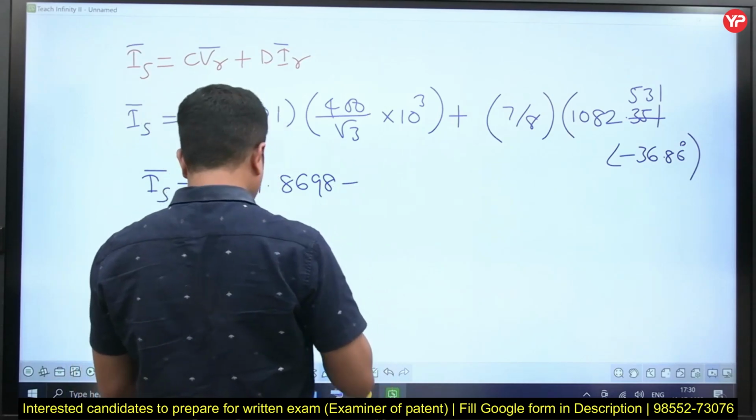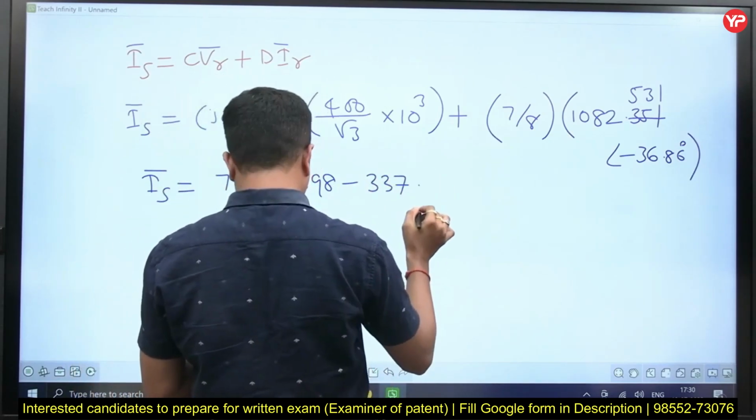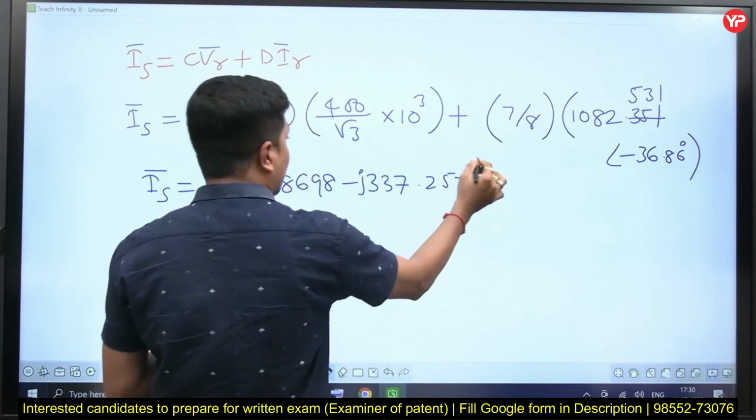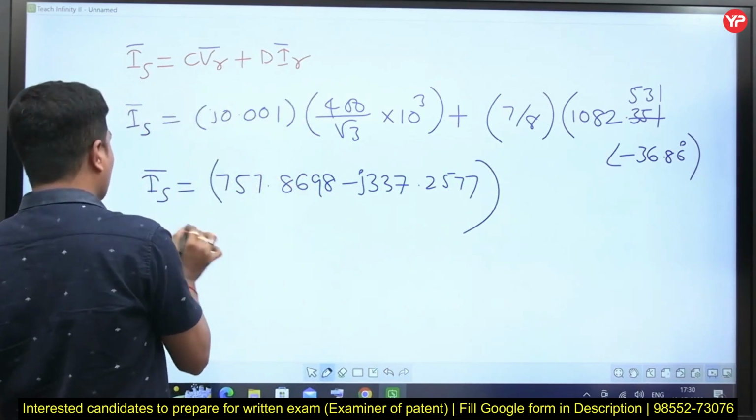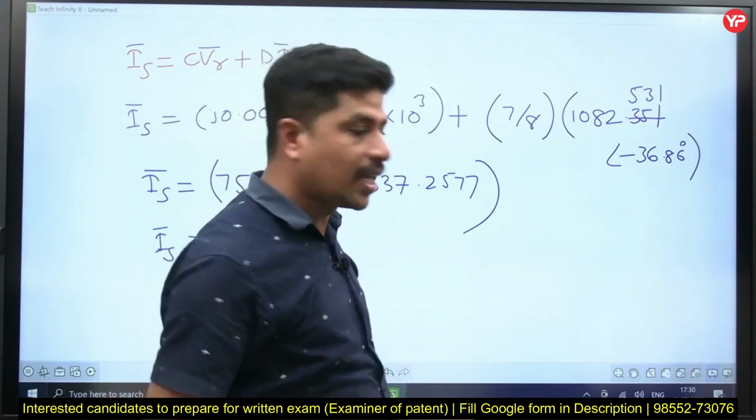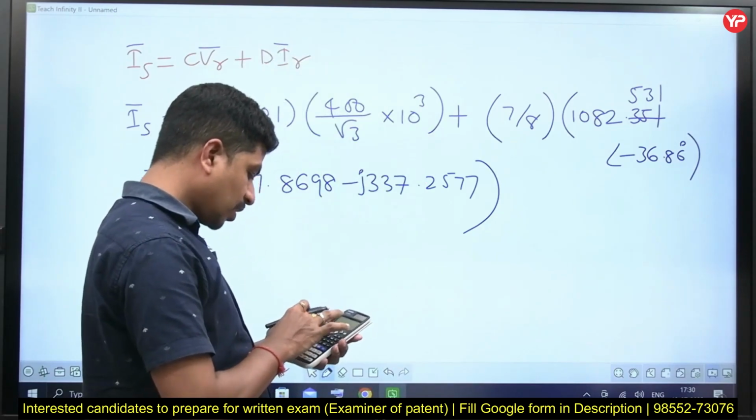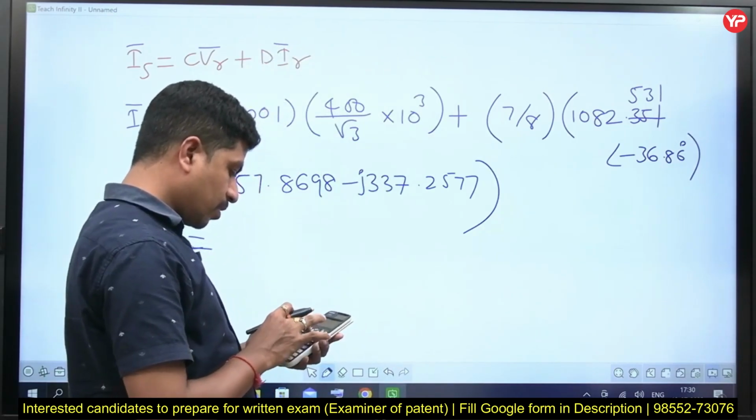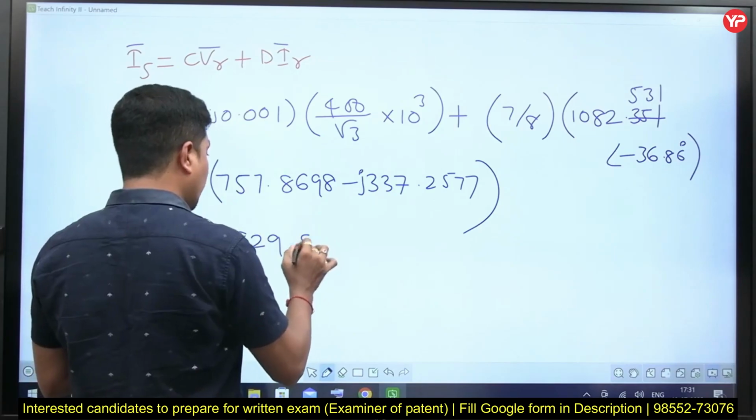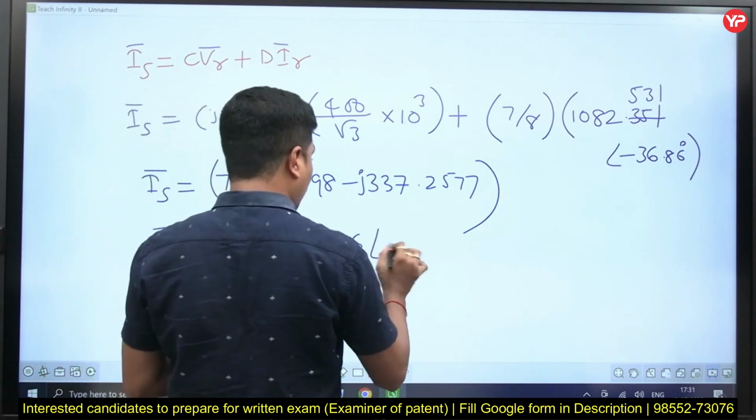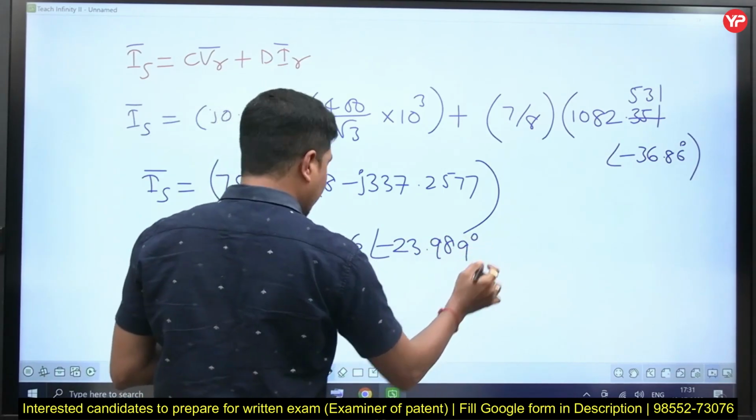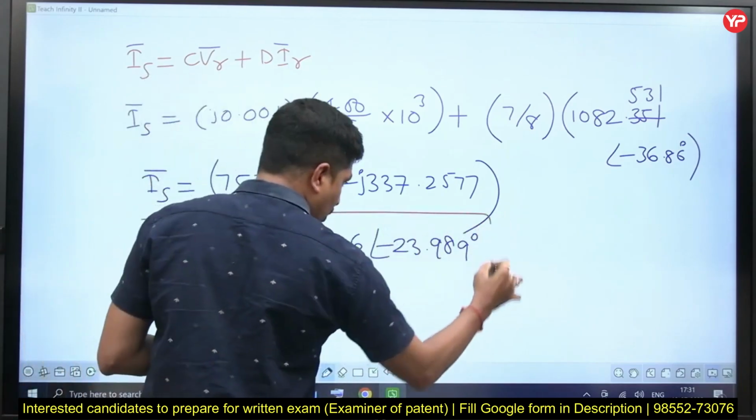I got it as 757.8698 minus 337.2577 J. Convert this into polar form. Why? Because I want to find the sending end power factor angle, which is the angle between sending end voltage and sending end current, so I need it in polar form. If I convert into polar form, I get 829.5236 at an angle of minus 23.989 degrees. So I'm putting this in a box.